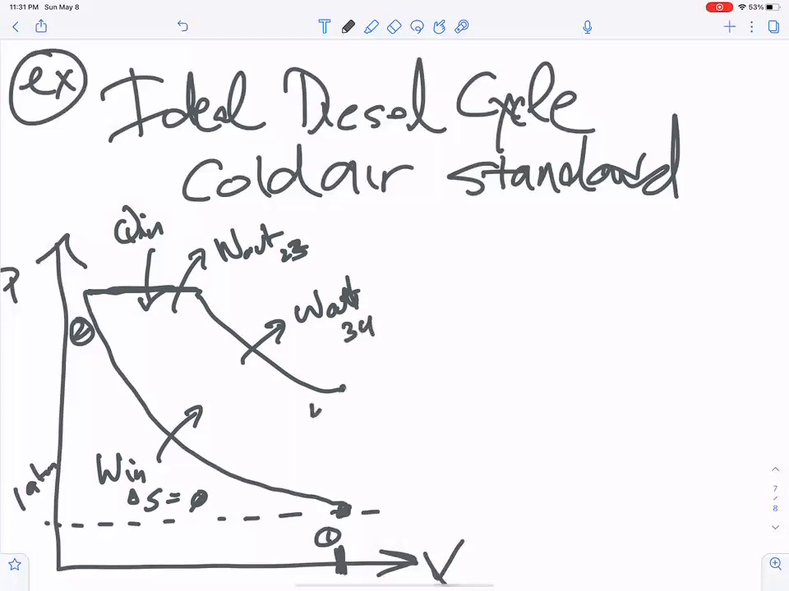So this would be state 4. It's isentropic as well, in the ideal case. So the net work would include this work out during the heat in combustion stage. Then you have this other isentropic expansion from the highest temperature to the lowest temperature.